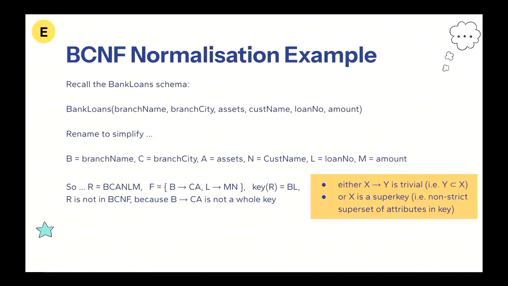However, this table is not in BCNF because B determines C and A. Of course, both of the functional dependencies are not trivial, so it's clear. So we need to ensure that the left hand side attribute should be a super key, but obviously the key is BL, and B is not a super key. So this first functional dependency violates BCNF here. So let's try to solve it.